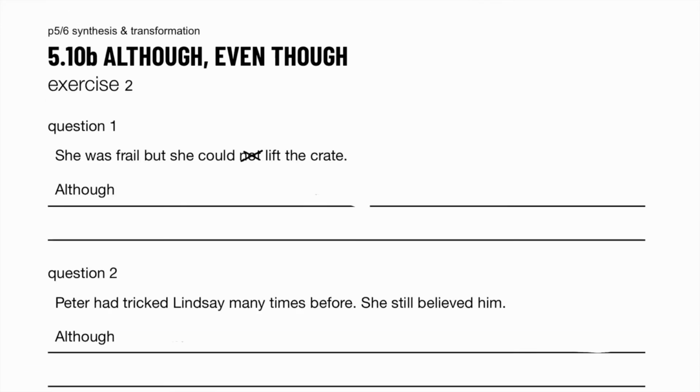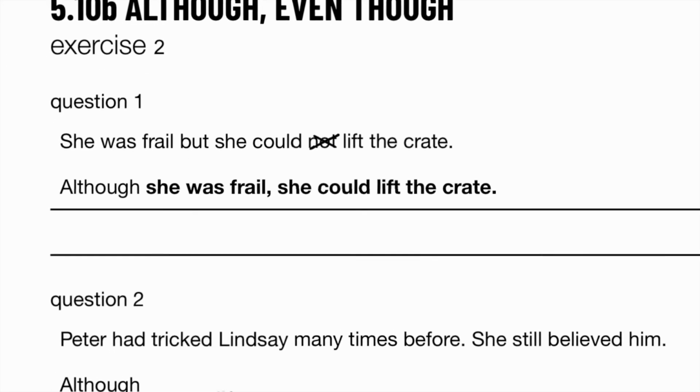Question 1, ignore the word not over there. So she was frail, as in she was weak, but she could lift the crate. Well, that's unexpected. If she was weak, how come she could lift the crate? So, although she was frail, she could lift the crate.